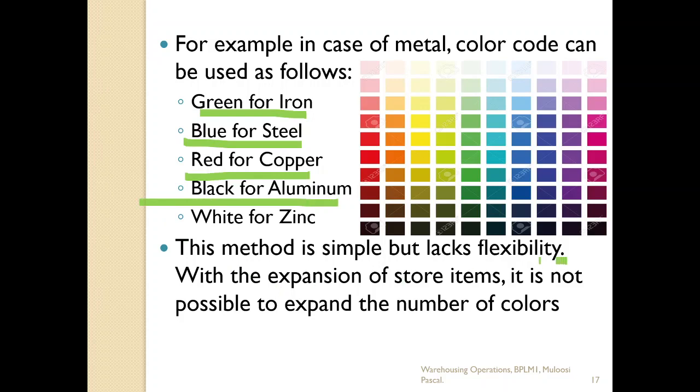But you see, with codification, we need to have flexibility. And colors are limited, as you can see from the color chart we have here. You may run out of options if you have over 1,000 items in the stores. What are you going to do? You find yourself limited.